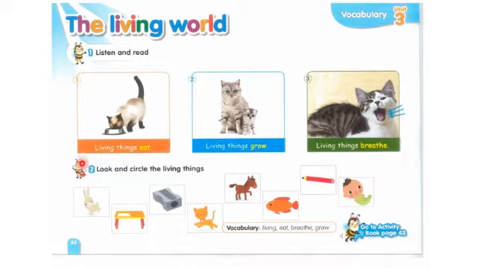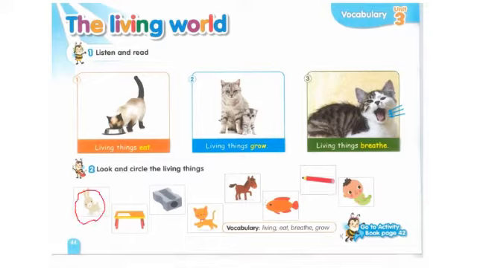Okay. Exercise 2 says, look and circle the living things. Here we have some pictures of living and non-living things. We want to circle the living things only, okay? The first picture here is a picture of a rabbit. Is a rabbit a living thing or a non-living thing? Does it eat? Yes. Does it grow? Yes. Does it breathe? Yes. So it is a living thing and we're going to circle it.